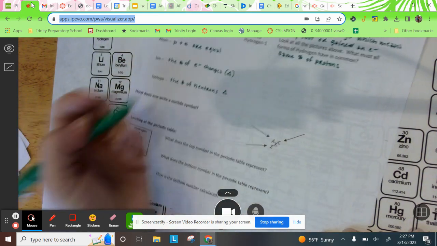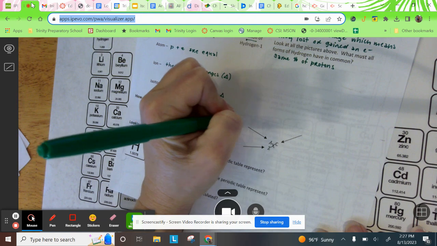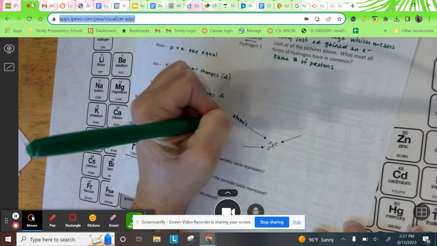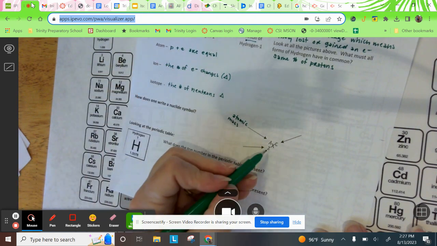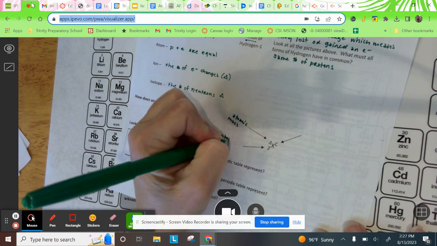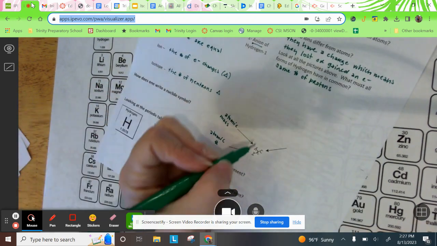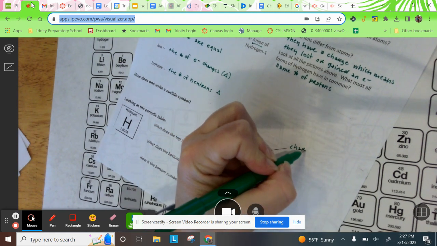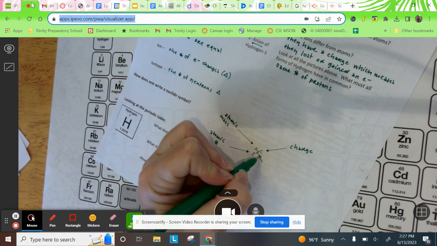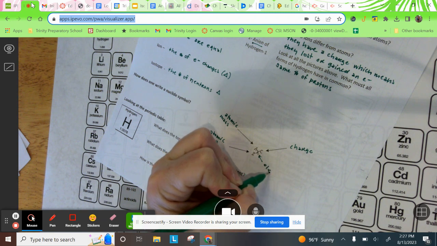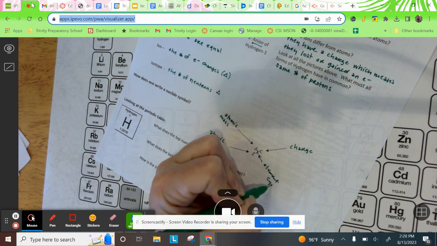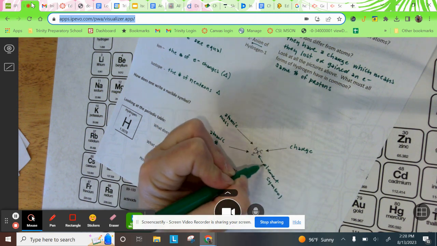Okay, so this is called a nuclide symbol in this format here. The A stands for the atomic mass. The Z is the atomic number. C is the charge. And this X here is the element symbol. That's what they all stand for.